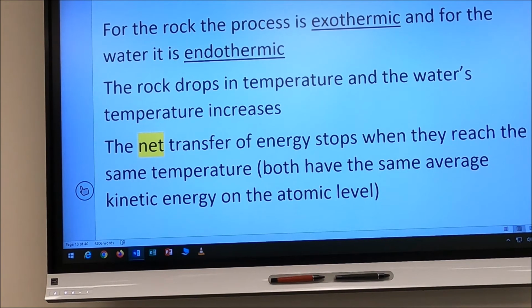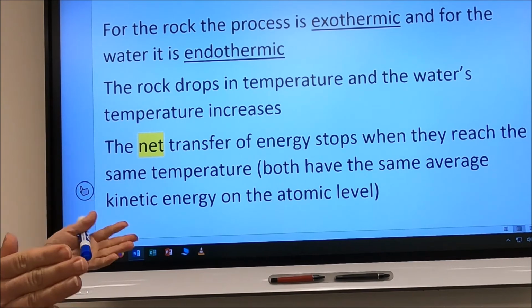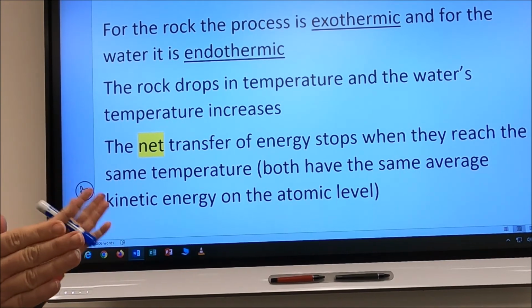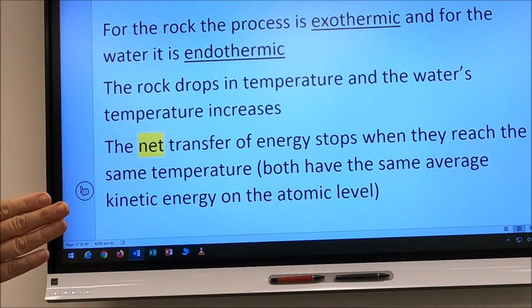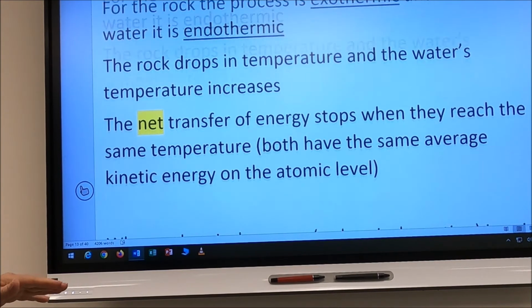Now, the transfer of energy stops when they both reach the same temperature. They don't stop trading energy, but for the amount of energy lost by the rock to the water, there's energy gained by the rock from the water. I know, it seems wild, but that's what happens.